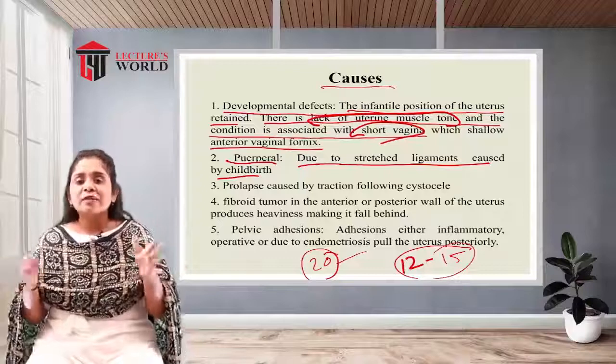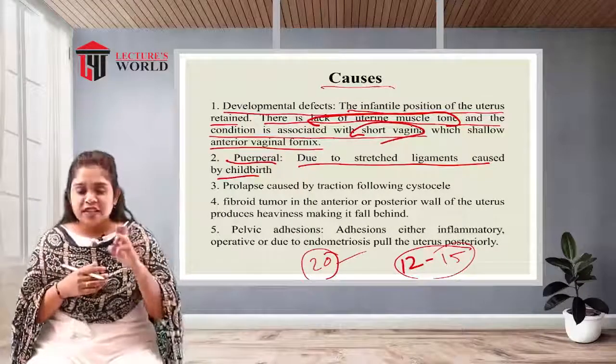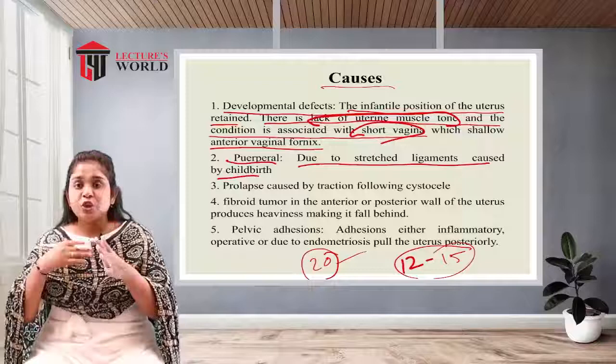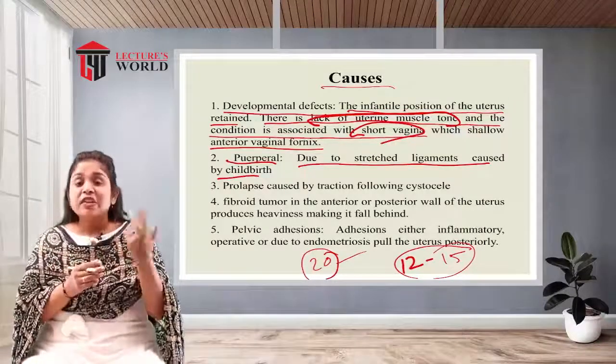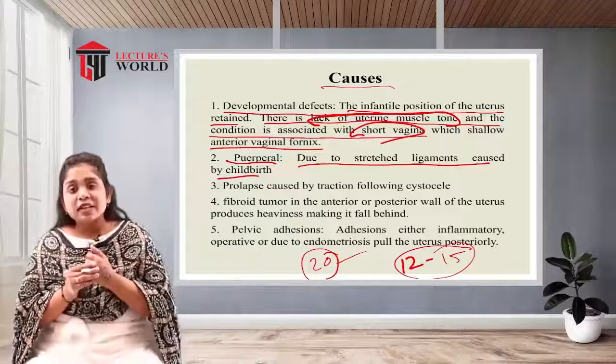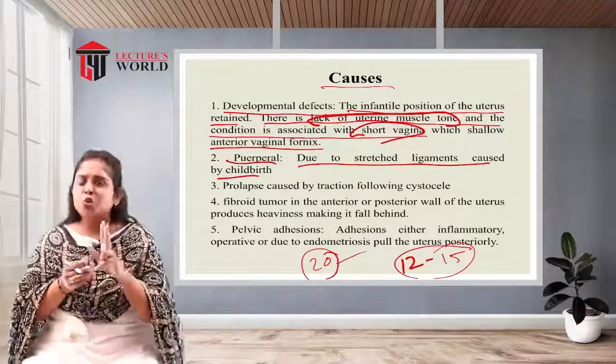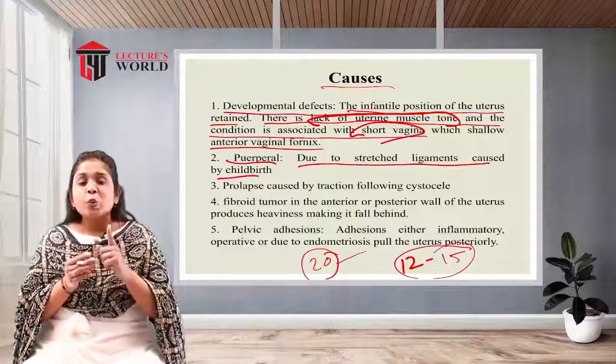So that's what happens: they will be losing their tone, the muscle strength and everything will be lost. Then after obstructed labor. In obstructed labor, most probably two kinds of condition will be there.